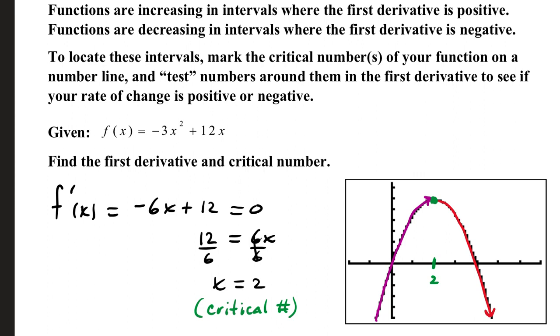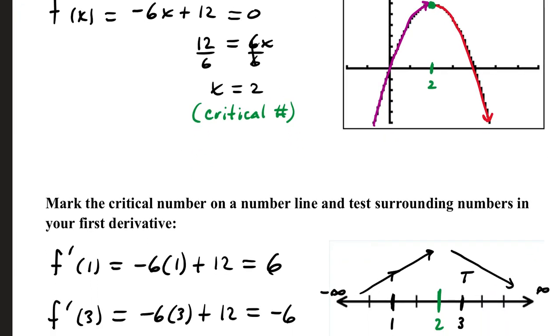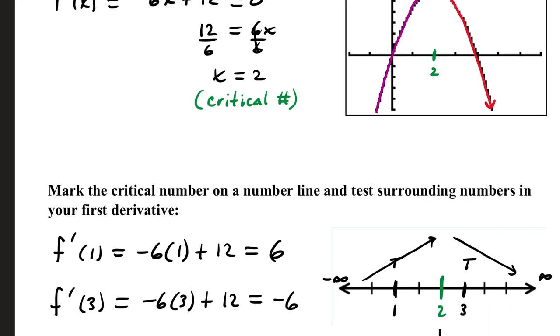So over here on the graph, again, this is just a courtesy. This is the graph of our original function. 2 is the location of a hilltop in this case. Our first derivative, negative 6x plus 12, is what we're going to use to test the rates of change. Below here to your bottom right, 2 is our critical number, and I'm going to test a number smaller than 2 and a number larger than 2.